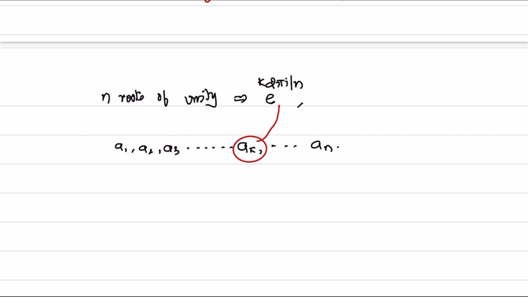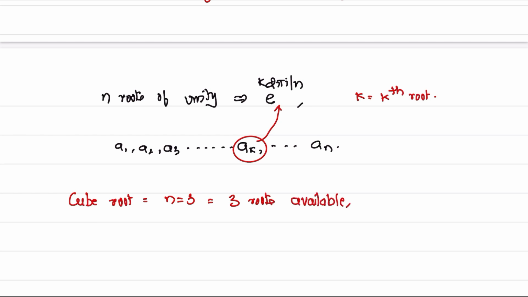This kth root can be found out by this. That means k is equal to kth root. There are n roots. I am not interested in all the n roots. I want only the kth root. For example, cube root, I will make you understand by example. Cube root means n is equal to 3. That means 3 roots are available. We don't know what their values are: A1, A2 and A3.